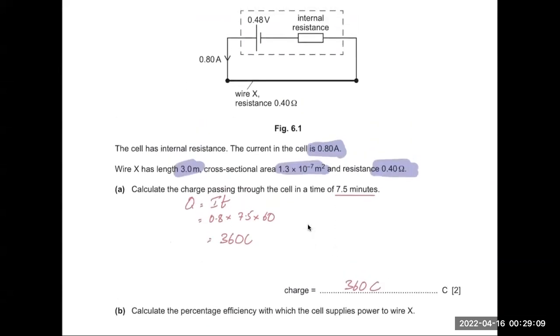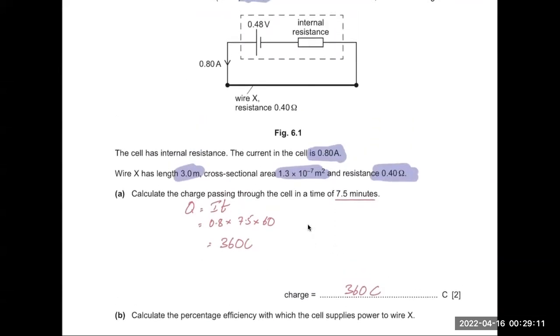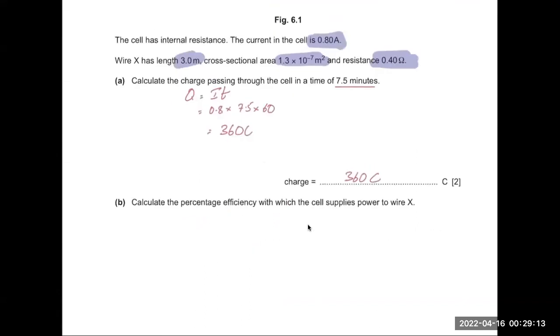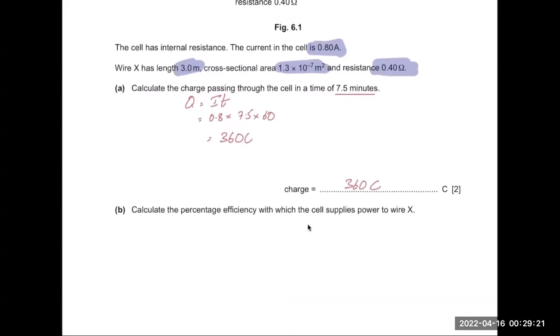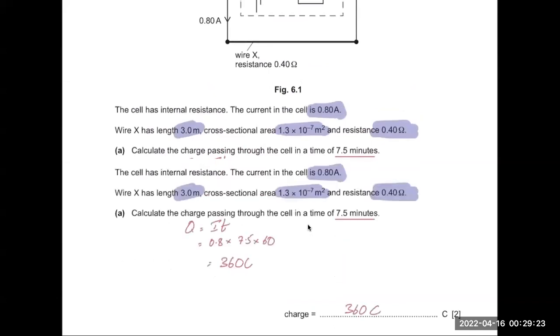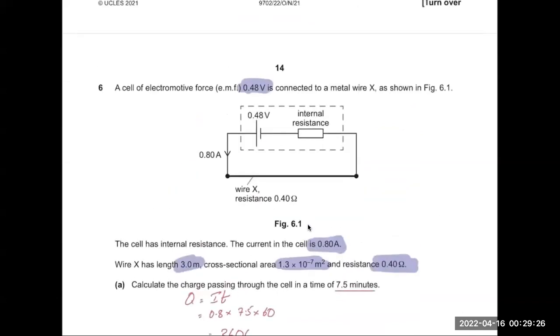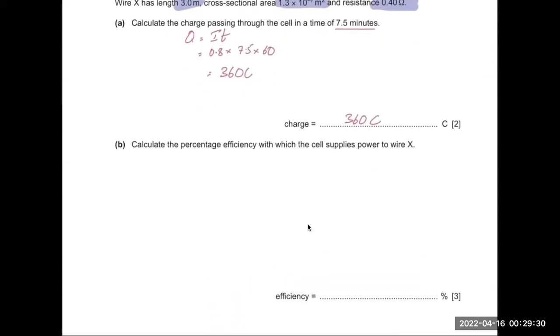How do we do this? We need to find out the output power. We need to find out the input power, and that will give us the efficiency. So what's the output power?